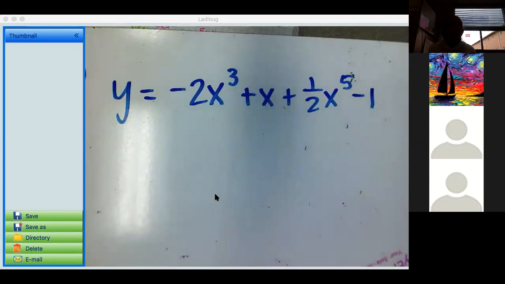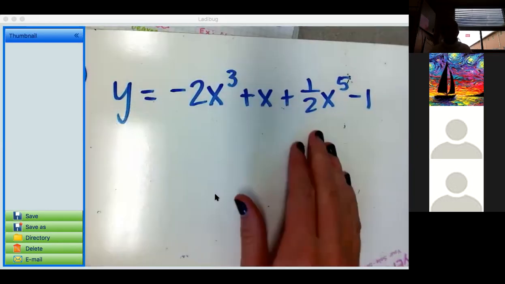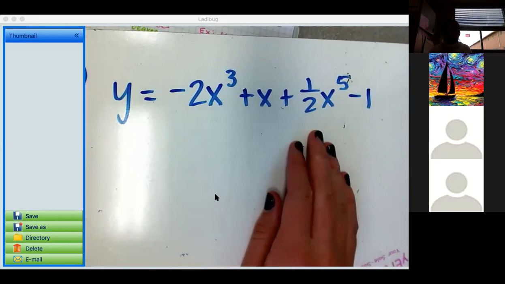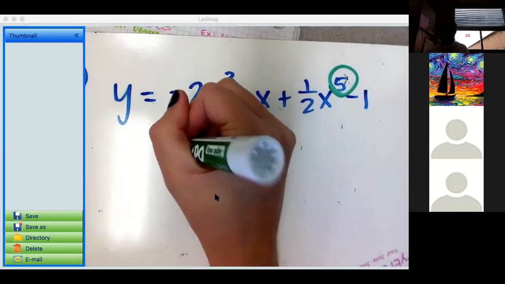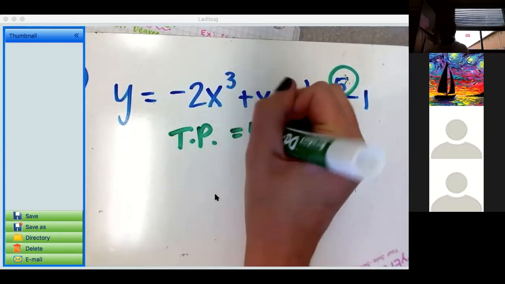All right, maximum number of turning points. Not everyone at once. What's the maximum number of turning points? Good, 4. What is the degree of this polynomial function? Biggest exponent is the degree. We remember that from Math 1, right? The degree is 5. I just didn't put it in standard form because I was looking to see who would pay attention. So the max number of turning points is 4.